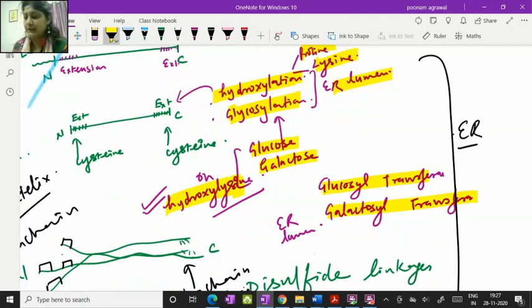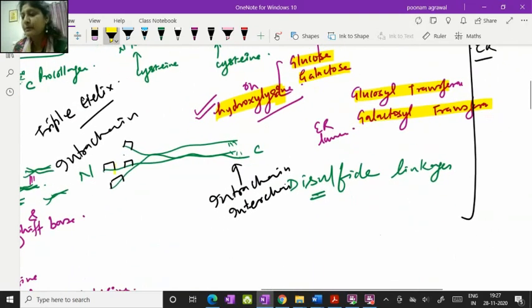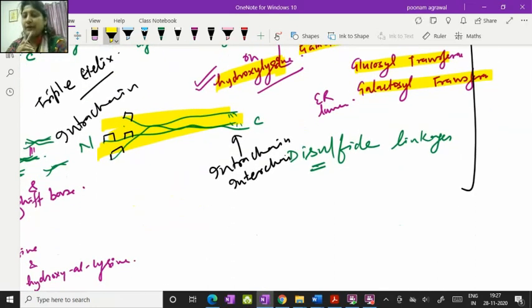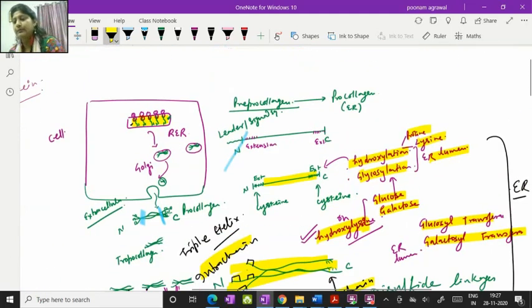Now, once this modification is taking place, next comes the triple helical arrangement, where three alpha chains are twisted in a right-handed fashion to give you this kind of triple helical structure. And this triple helical structure is stabilized by disulfide linkages at C-terminal as well as at N-terminal. And I've told you, at N-terminal, it is only intra-chain, and at C-terminal, it is both inter-chain and intra-chain. This triple helical procollagen is handed over to the Golgi apparatus for its further processing.